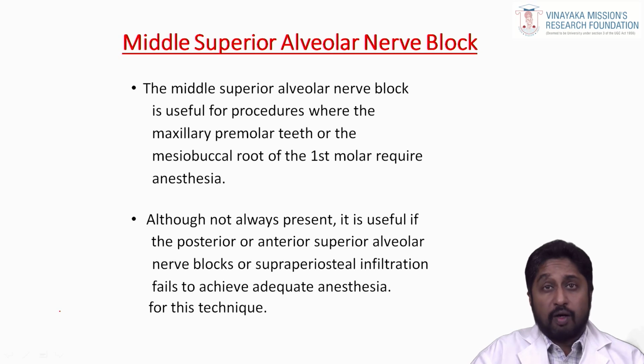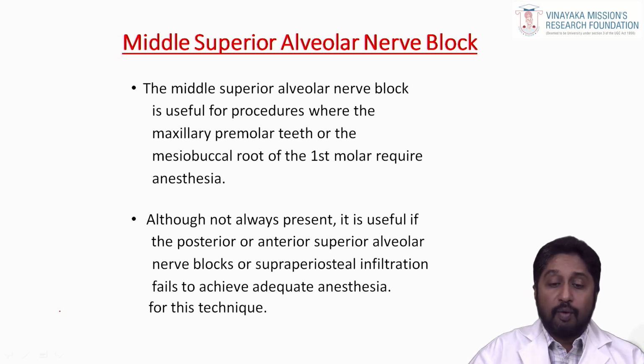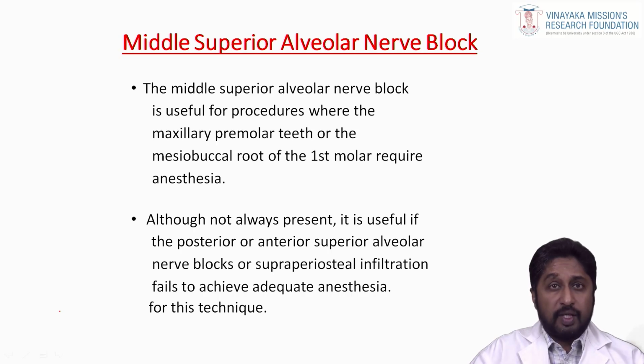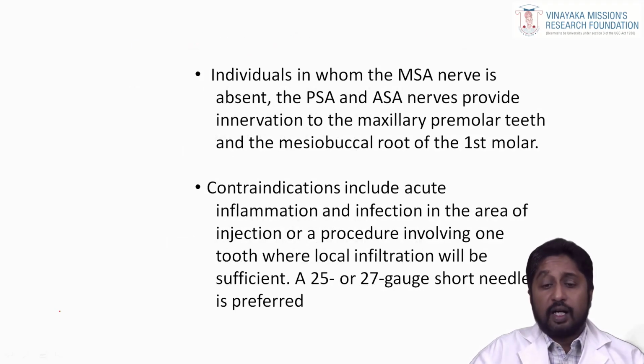Now we are going into the middle superior nerve block, also called the MSA. The middle superior nerve block is a useful procedure where the maxillary premolar teeth or the mesiobuccal root of the first molar require anesthesia. Here in the PSA you have left out the mesiobuccal root of the first molar; that will be anesthetized in this MSA block. Although not always present, it is useful when a posterior superior alveolar nerve block or supraperiosteal infiltration fails to achieve adequate anesthesia. In individuals in whom the MSA nerve is absent, the PSA and ASA nerves provide innervation to the maxillary premolar teeth and the mesiobuccal root of the first molar. So here you are mainly anesthetizing the two premolars and the mesiobuccal root of the first molar.